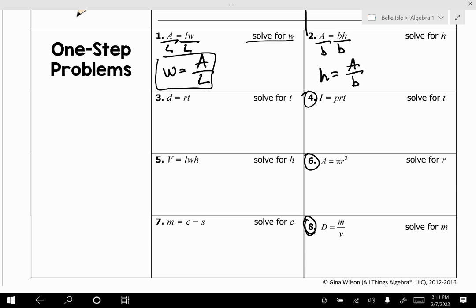So, how do we solve for t? What's the relationship between p, r, and t? They're all multiplying each other. Yes, they're being multiplied. So how do you get rid of them? Divide. Okay. Divide by p, then divide by r, but you can do them at the same time. Divide by PR. So that's going to give me t equals I over PR.